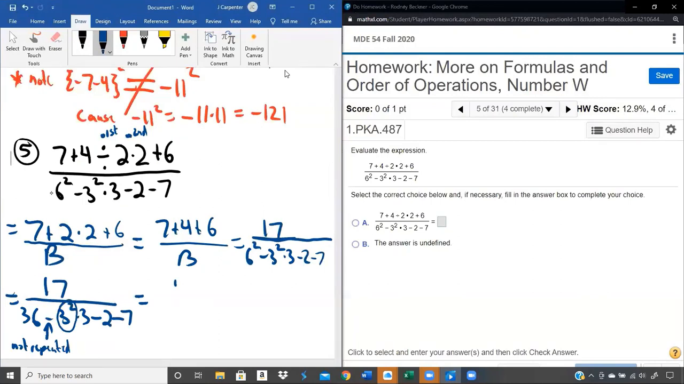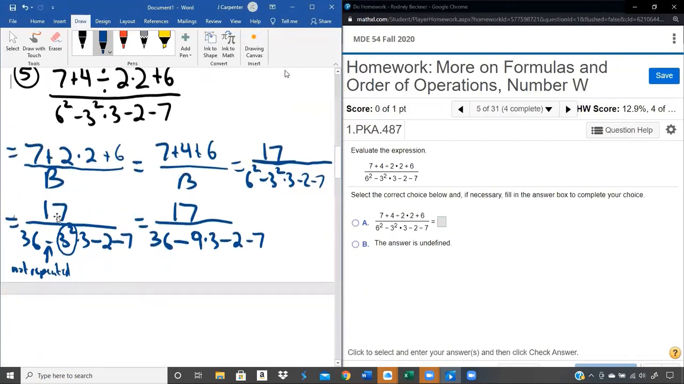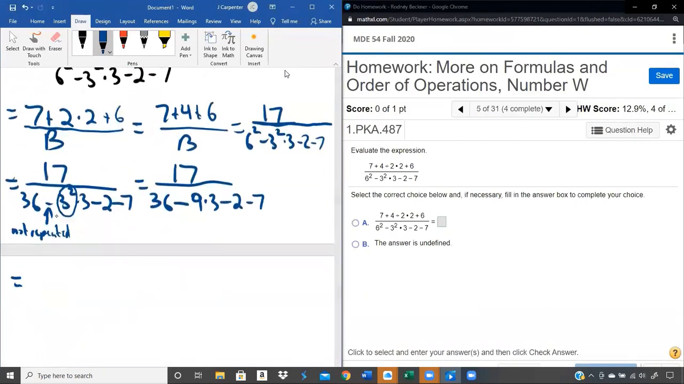This 3 squared is just 9. There's still the minus in front of it. So 17 over 36, the minus that was in front of it. Here is the 3 squared, which is 9, times the 3 that was after it, minus the 2, minus the 7. Still the 17 in the top.